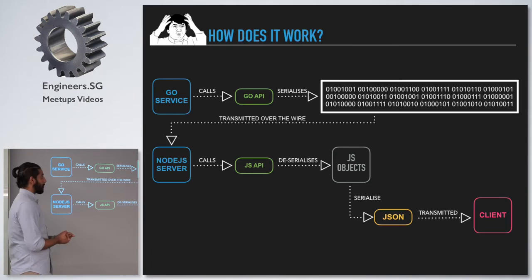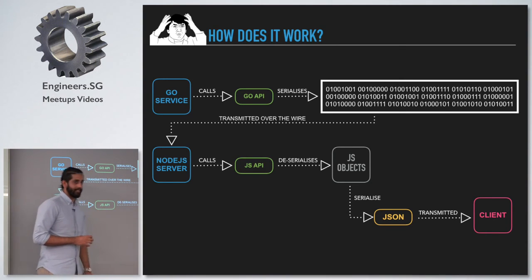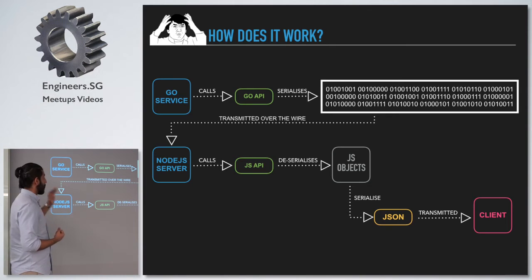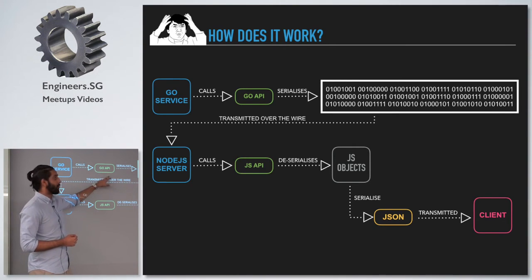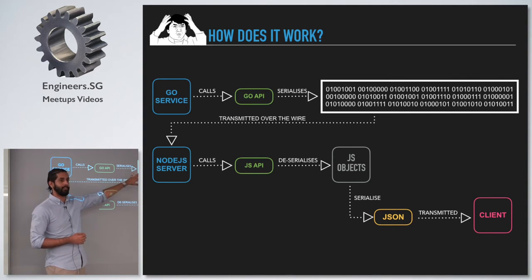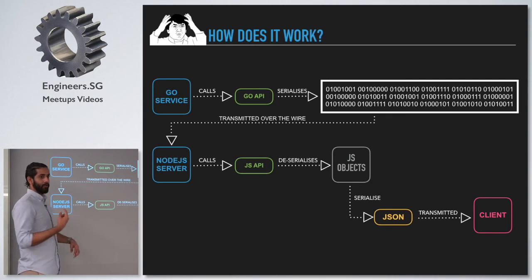Okay, so the workflow is this. Let's say you have a Go service, and you want to transmit stuff to a client further down the line, right? One of the things is that your Go service will call an API, the Go API, which will then serialize it into whatever format. Points for whoever can figure out what that is. And then it transmits over the wire, okay?